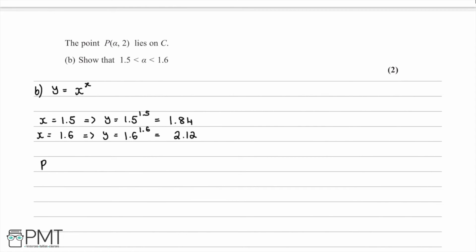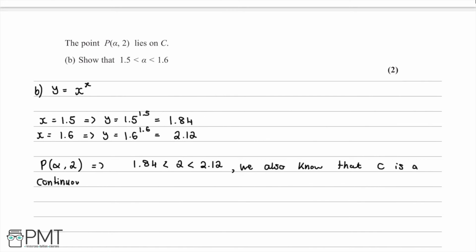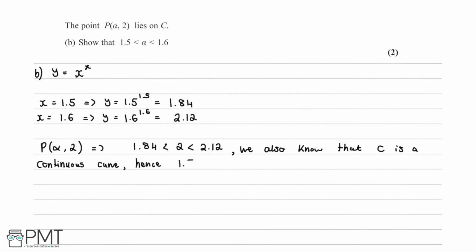So for the point P, which has coordinates alpha, 2, we have that our y values when x is equal to 1.5 and 1.6 are 1.84, which is less than 2, and 2.12, so our y value when x is 1.6 is going to be greater than 2. So we have that 1.84 is less than 2, and 2.12 is greater than 2. And we also know that C is a continuous curve. Hence, for these reasons, we can conclude that alpha is going to lie between 1.5 and 1.6, which is what the question asked us for.